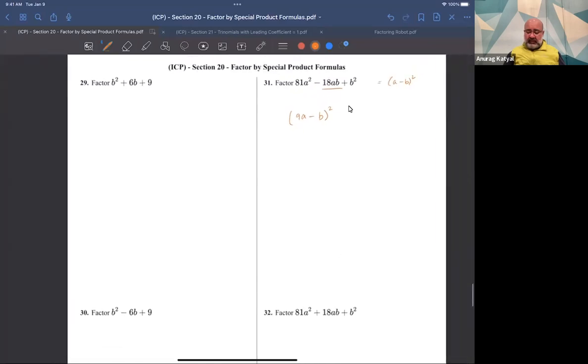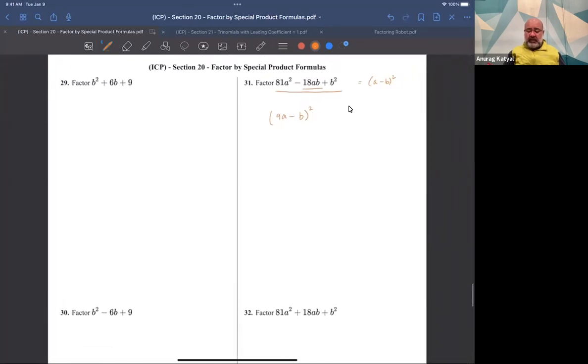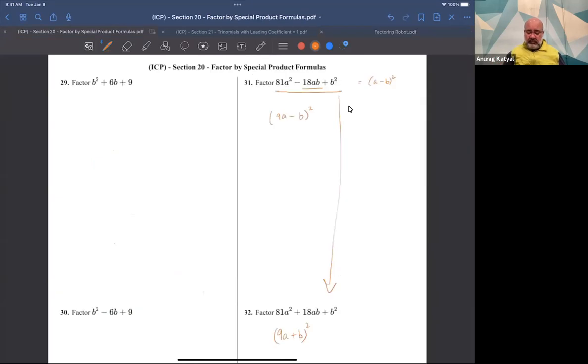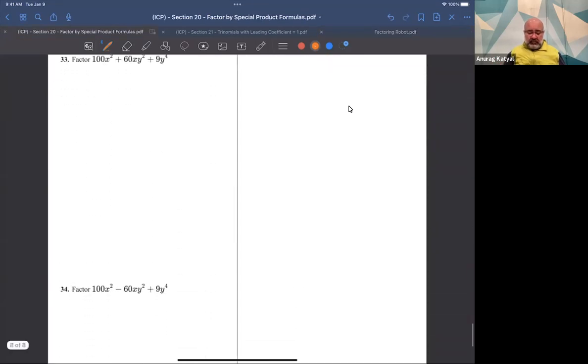And in fact, if I know how to solve this problem, I know how to solve this one as well. This one would just be 9A plus B, the quantity squared, because again, the formulas have the same terms algebraically, but the signs on the middle term are different. That's all. And just for the sake of variety, we can do this one.